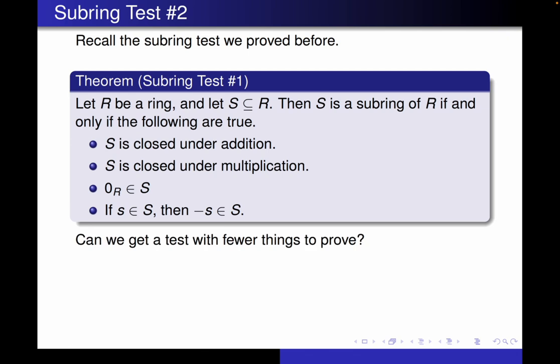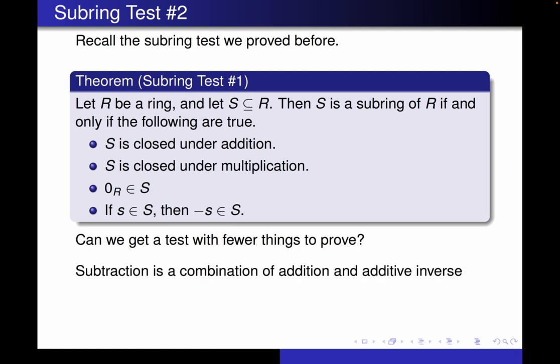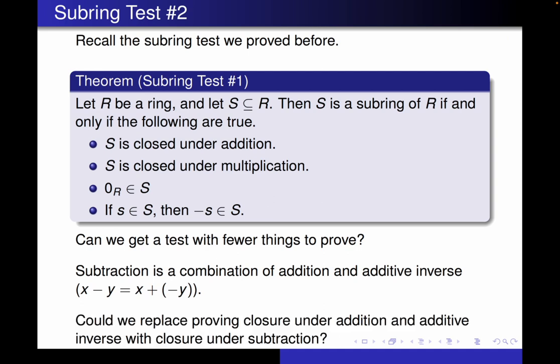So the question you might ask is, can we get a test with fewer things to prove? If you're looking at closure under addition and closure under additive inverse, you might think that subtraction is a good place to look, because subtraction is a combination of addition and additive inverse. So if I want to do x minus y, that's the same as x plus a negative y. So perhaps having some kind of closure under subtraction could give me closure under both of those operations. It's worth a try. Let's see what we can get.